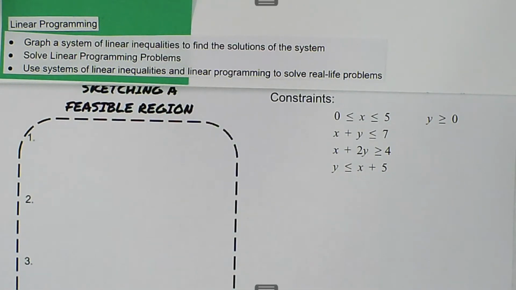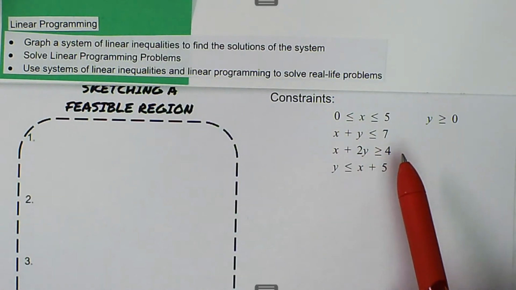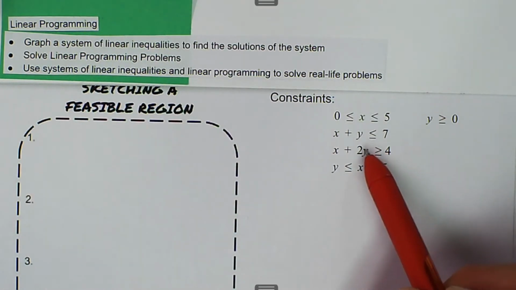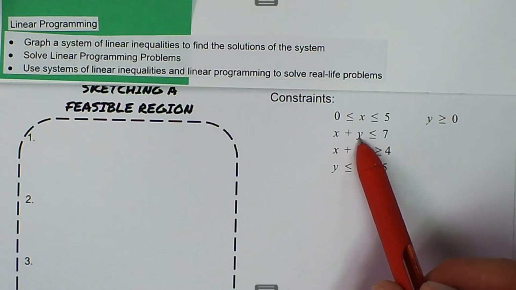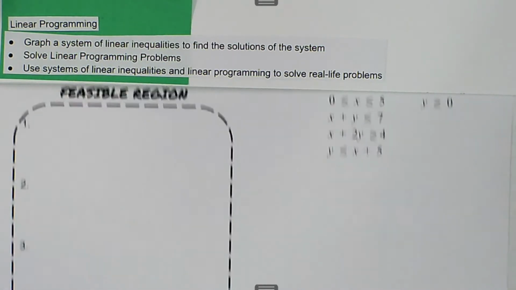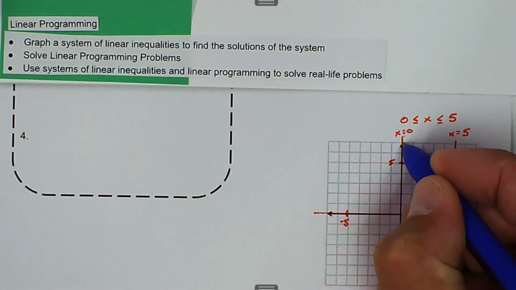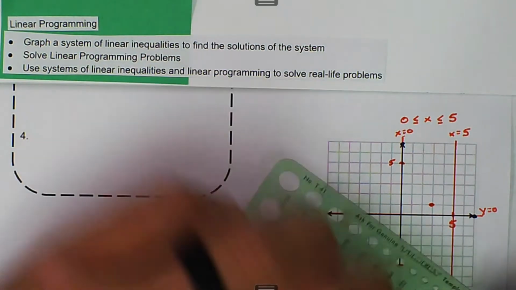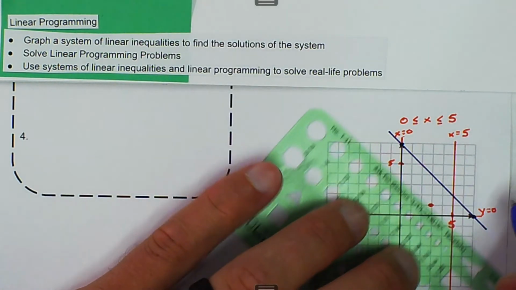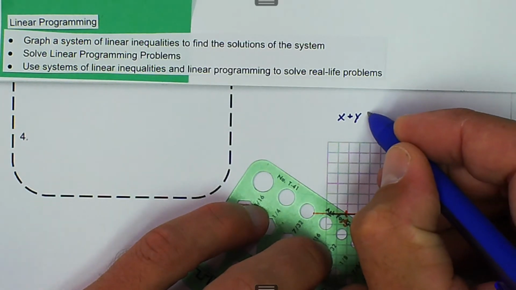Then we have 3 more constraints. We have x plus y is less than or equal to 7. If we solve that equation for our intercepts, if we make y equal to 0, then x has to be 7. And if x is 0, then y has to be 7. And then we can graph that line that goes in between there. So this is x plus y is less than or equal to 7.